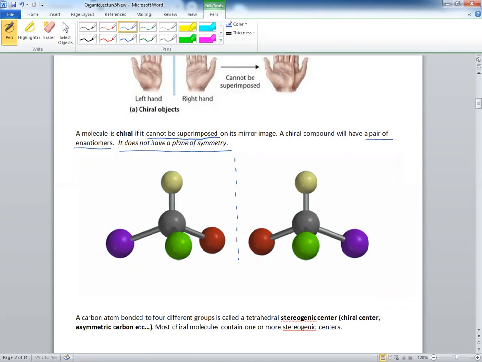And if you have a model, you can really do this and you'll see it. We'll do this when we meet next time. I might put a video or two in here just for you to see how they cannot superimpose. But if you look at them, these are mirror images. They are mirror images.